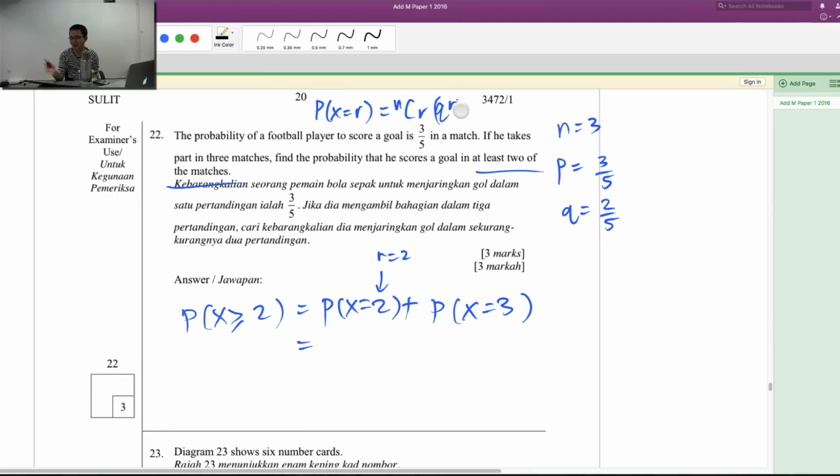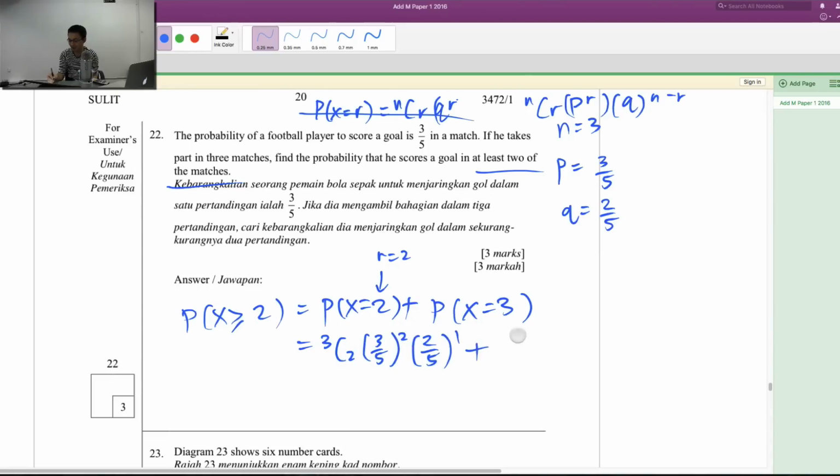Oh my god, I can't erase again, seriously. So nCr, p to the power of r, and then q to the power of n minus r. Now just substitute into here. The n is 3, so 3C2, 3 over 5 to the power of 2, and then 2 over 5 to the power of 3 minus 2, which is 1, plus 3C3, 3 over 5 to the power of 3, and 2 over 5 to the power of 3 minus 3, which is 0.